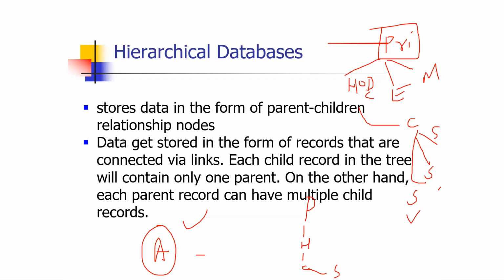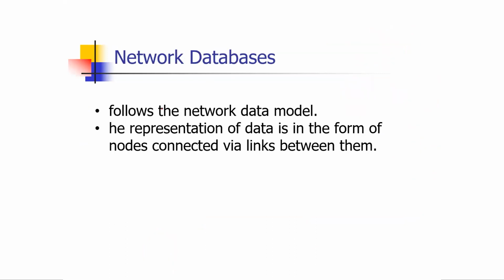But HODs will be departmental. Similarly, class teacher for section A, class teacher for section B, class teacher for section C. For one department, the HOD will always be one, class teachers will be many. For one class, the class teacher will always be one, and subject teachers will be different. So the parent will always be one, but children can be more. For each child record, the tree will contain only one parent, but each parent can have one or multiple child records. It's called a hierarchical database.